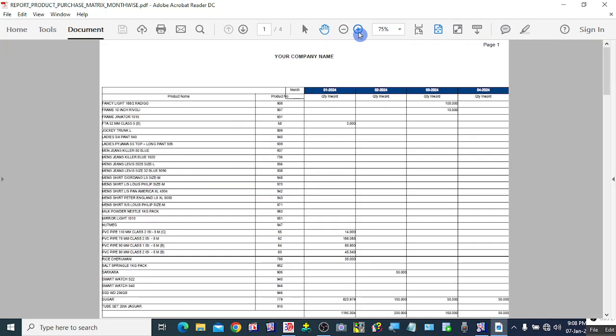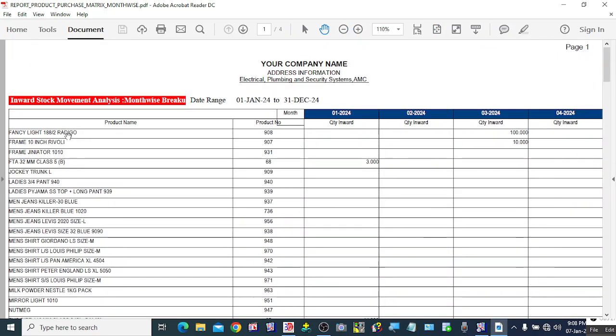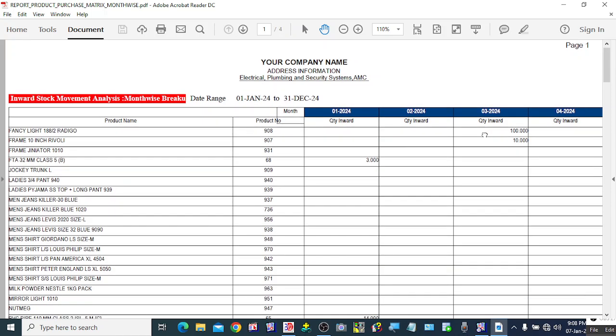Here we can see this fancy light. In the month of January, nothing is purchased. February, nothing is purchased. Here in March, we can see 100 numbers we have purchased. In this way, we can very easily analyze or compare the purchase history of each product month wise.